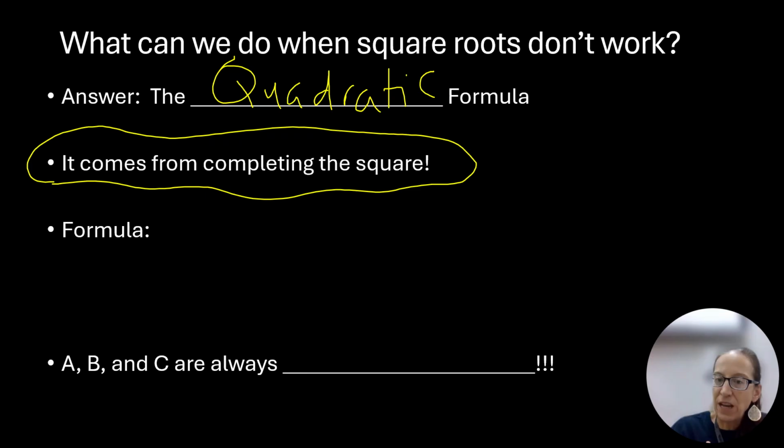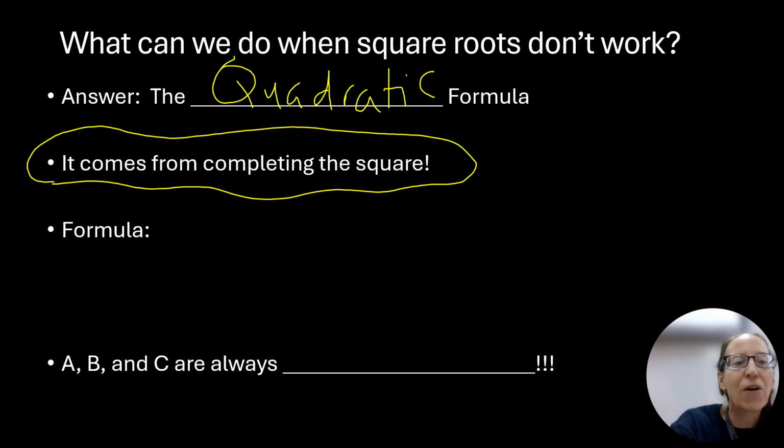I do have some videos that will take you through the process of where the formula comes from. I don't know if you're really interested. It's some work, but that is where the formula comes from. It comes from rearranging your ax squared plus bx plus c into that square, then taking the square root of the square, and then you end up at the quadratic formula.